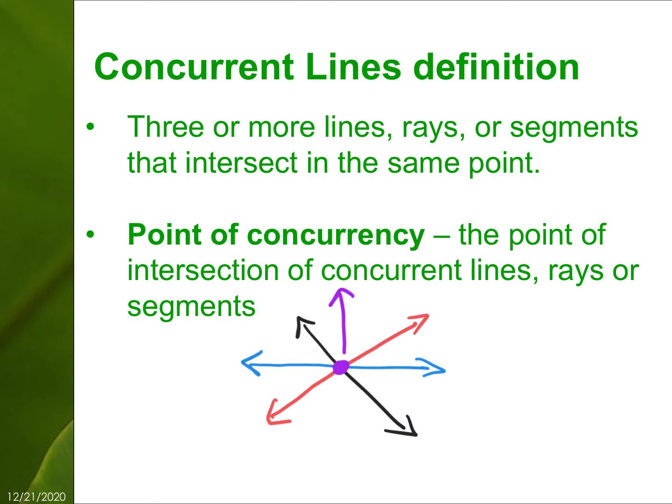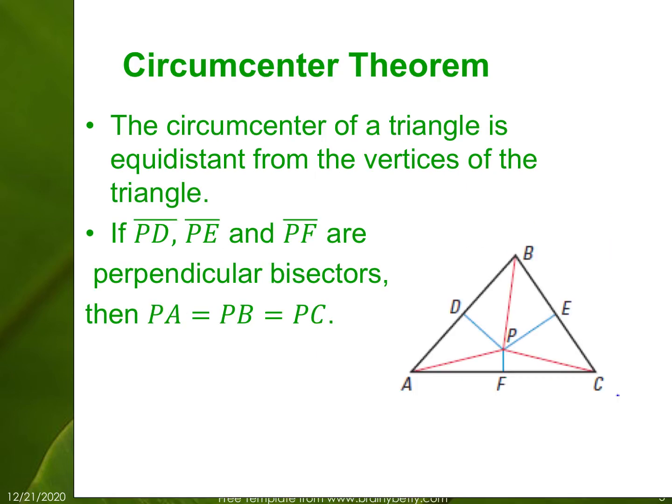So again, concurrent lines are just three or more lines that are graphed, and they're all going to intersect at the same point. So let's see how we're going to apply this concurrent lines definition. And we're going to learn the Circumcenter Theorem. The circumcenter of a triangle is the point that is equidistant from the vertices of the triangle. So what this circumcenter actually is, is the point of concurrency of the three perpendicular bisectors.